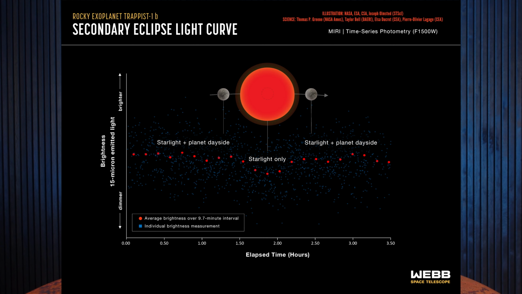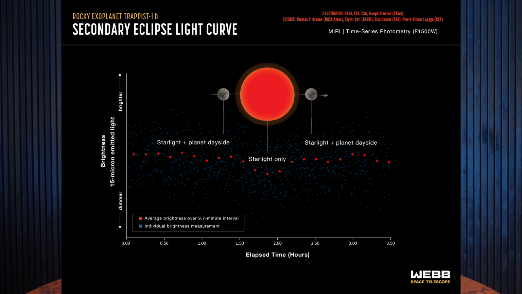A secondary eclipse is when a planet moves behind its star. Scientists measure the change in brightness and heat energy from when the planet was visible and then when it wasn't. They could then calculate just how much energy is coming from the side of the planet that faces the star and then calculate the temperature of that day side. You can see a visual representation of that here.